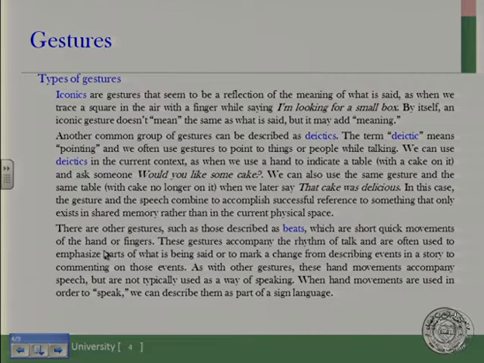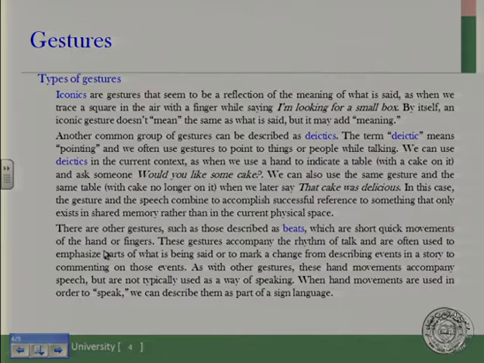By itself, an iconic gesture doesn't mean the same as what is said, but it may add meaning. So here we add meaning to what is said: I'm looking for a small box.